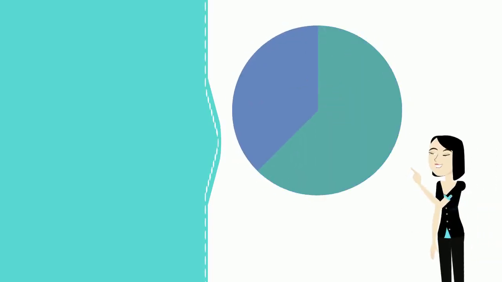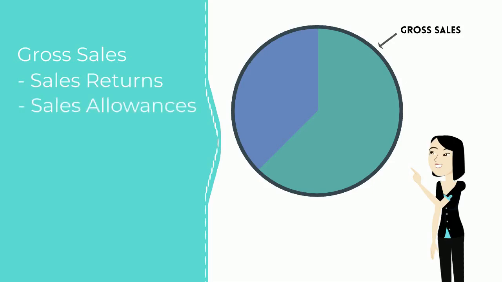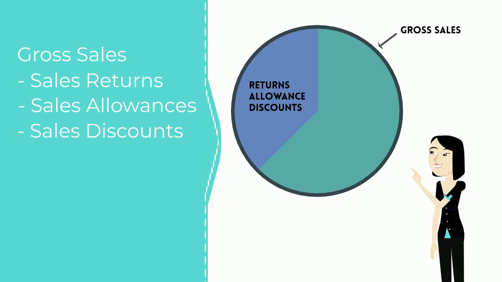All of these contra revenues reduce the amount of original sales we have. The amount of original sales is called gross sales. In our example, gross sales were $500. The three types of contra revenues, sales returns, sales allowances, and sales discounts, all reduce this amount. Once we deduct these accounts from gross sales, we get something called net sales. Net sales are the amount we will actually get paid. That is, if everyone pays us.